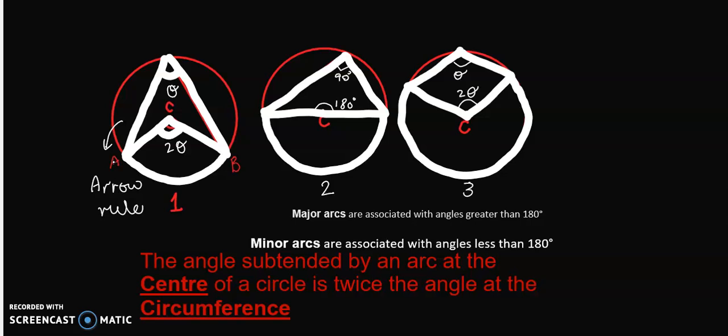Now coming to circle number 3, this is a major arc, and one thing that you should always remember is that minor arcs are associated with angles less than 180, which is given in circle number 1, whereas in circle number 3 a major arc is given which is always greater than 180 degrees. So the angle which this major arc is subtending at the center of the circle is double as compared to the angle subtended by it at the circumference of the circle.